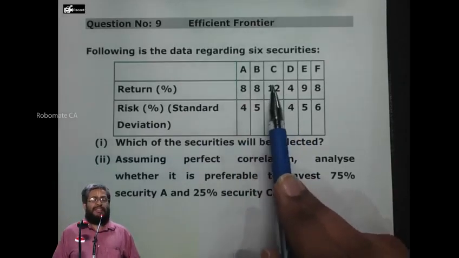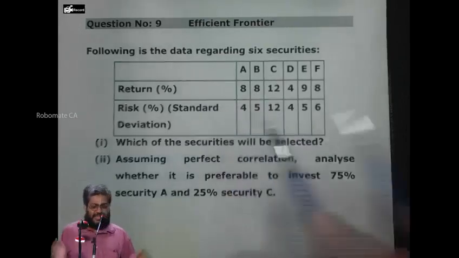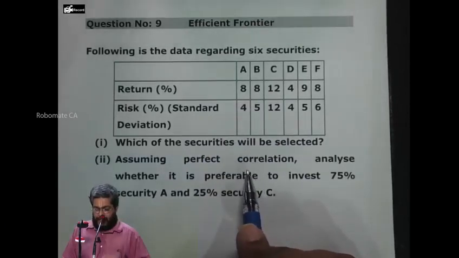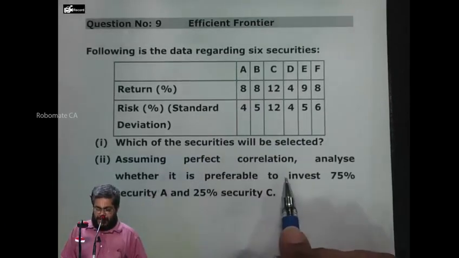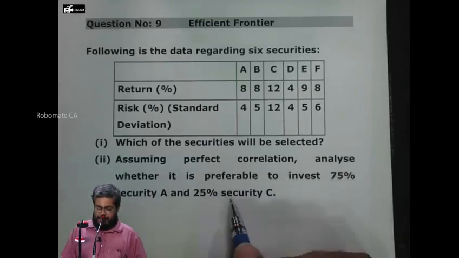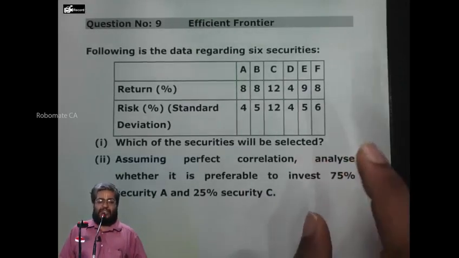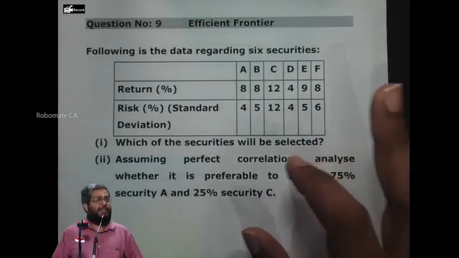Now, this is only 6 securities. They don't have the portfolio. Just answer the question as they asked. Okay, there are 6 securities. Which of the securities will be selected? Assume perfect correlation. Analyze whether it is preferable to invest 75% in security A and 25% in security C. That's the question which is being asked. Can I start doing the problem or not?